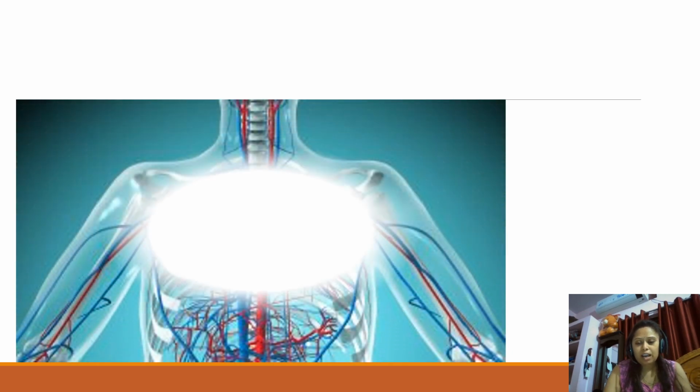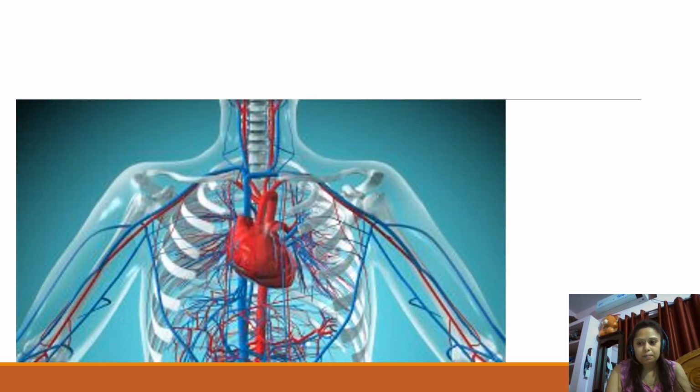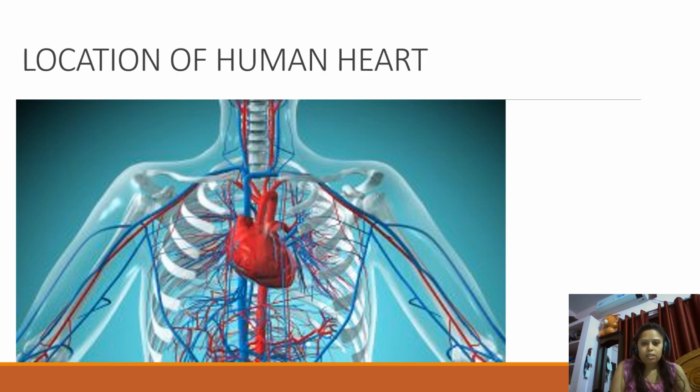Next, first we'll learn the location of the human heart, where exactly it is present. See, this is a human body. On both sides of the human body there are rib cages, and just below the rib cages there is a dome-shaped membrane that is known as your diaphragm. This diaphragm separates the upper body cavity from the lower body cavity. This upper body cavity is known as your chest cavity.